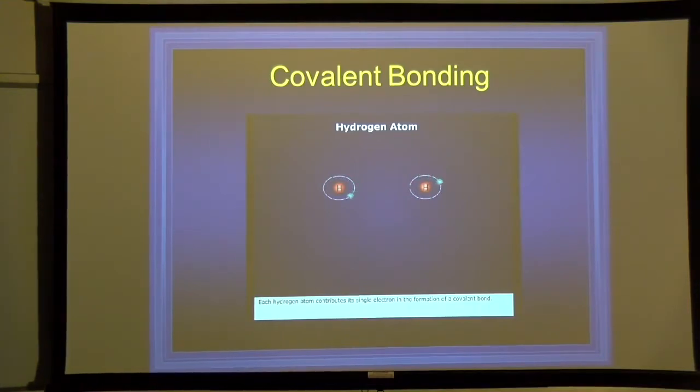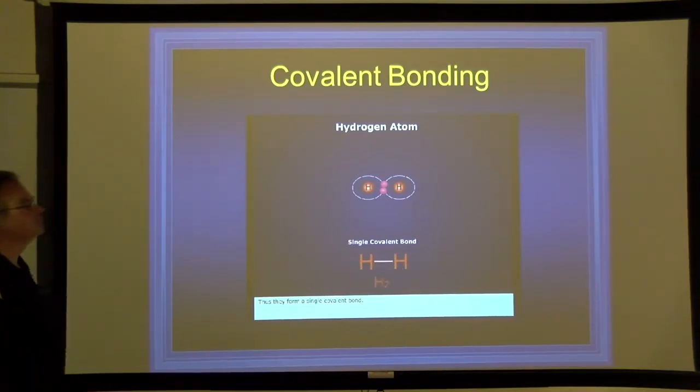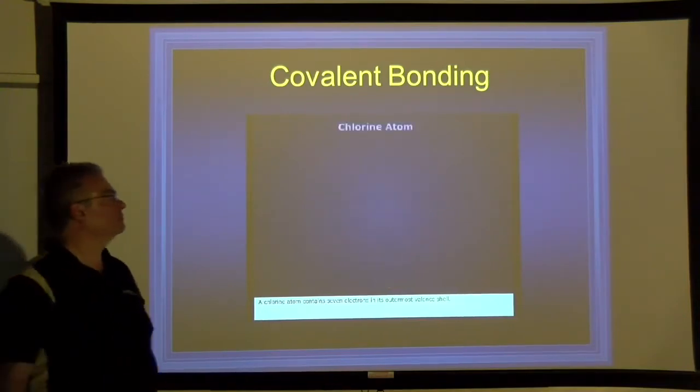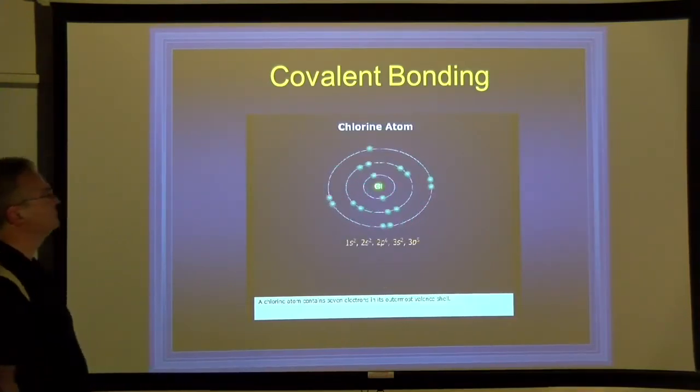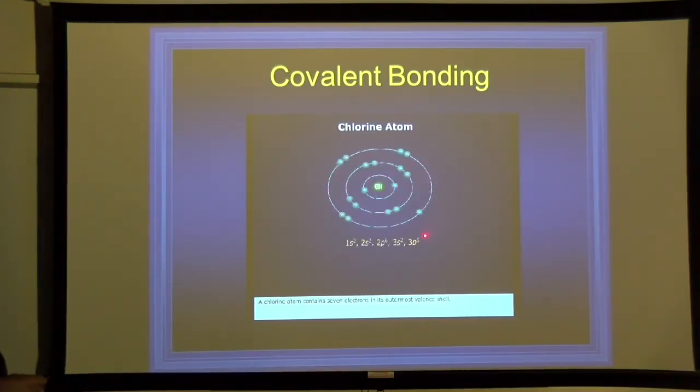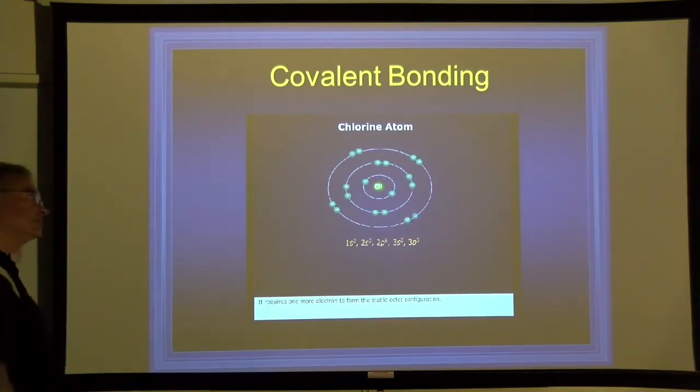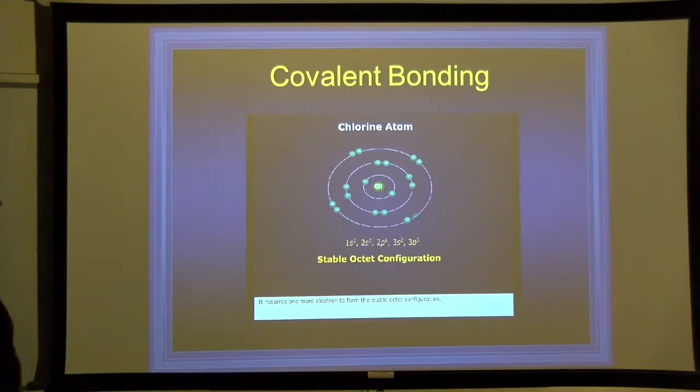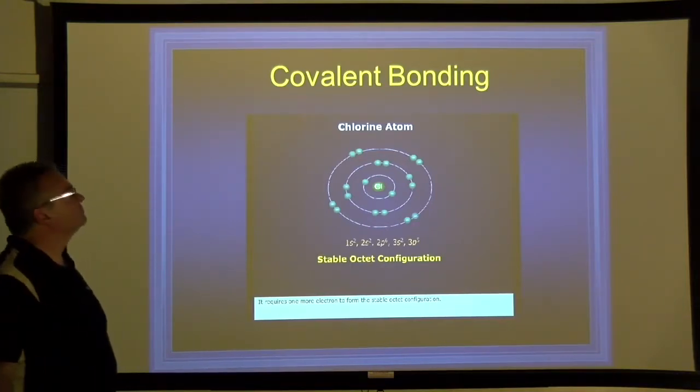Each hydrogen atom contributes a single electron in the formation of a covalent bond. The 2 shared pair of electrons orbit around the nuclei of both hydrogen atoms. Thus, they form a single covalent bond. A chlorine atom contains 7 electrons in its outermost valence shell. It requires 1 more electron to form the stable octet configuration.